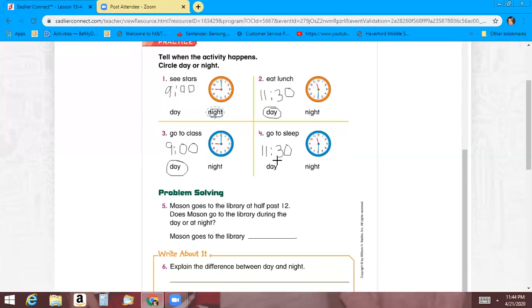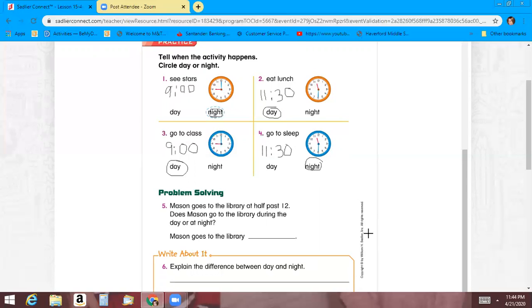So we know we're not going to go to sleep 11:30 during the day. We're going to go to sleep 11:30 at night. So you can go ahead and circle the word night. So that's what we're talking about today, is to find out when activities happen, looking at the information, looking at the clock, deciding if something happens during the day or during the night.